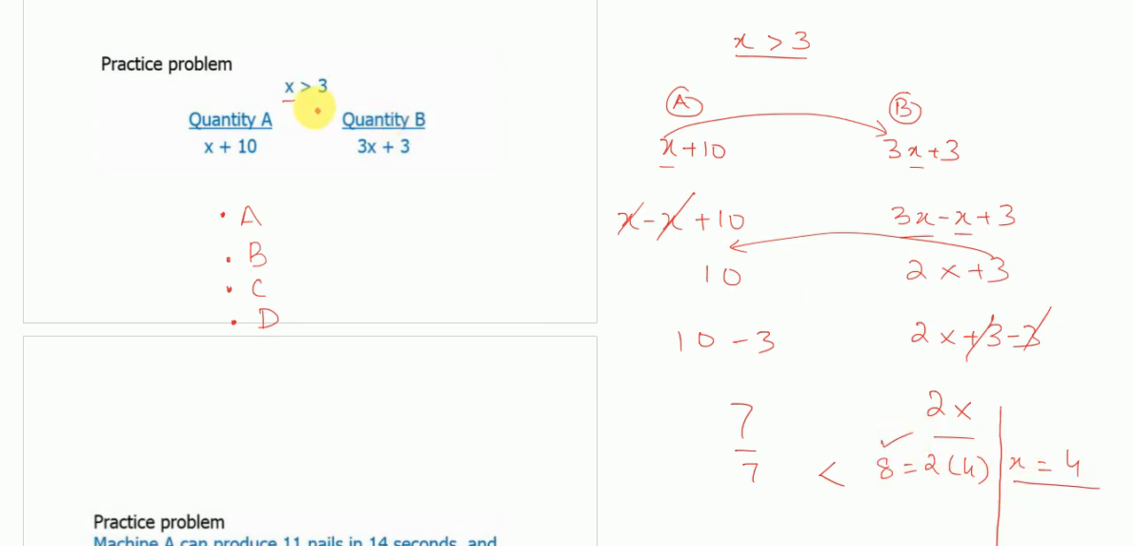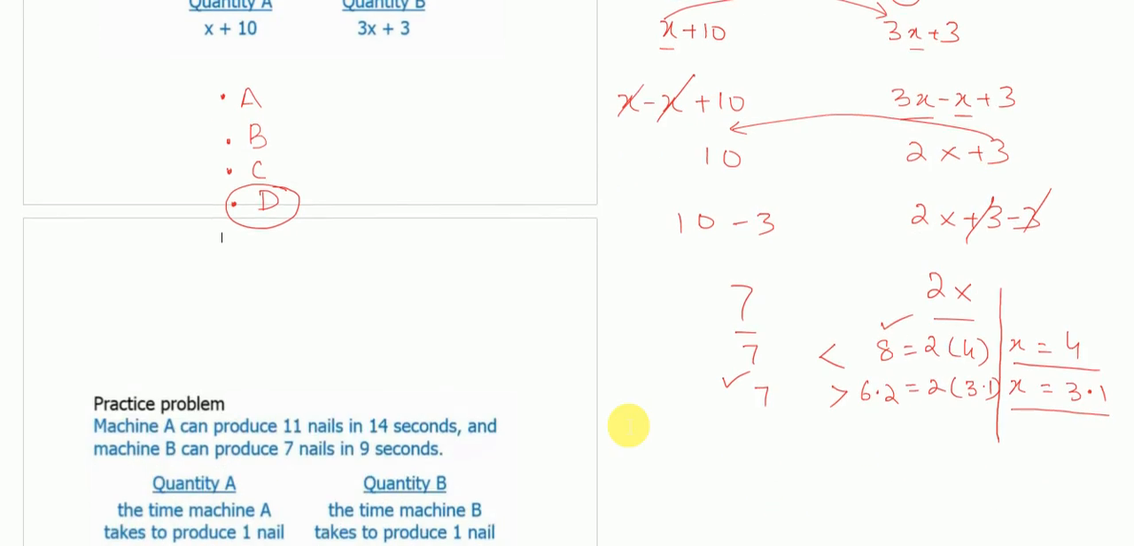But remember, nowhere in the question does it say that x is an integer. So there's a possibility that x could be 3.1. Let's try that out. 2 multiplied by 3.1 is 6.2, which is actually less than 7. So if x were equal to 3.1, column A would be greater. Which means that the right option is option D.